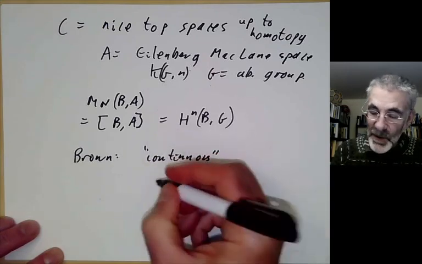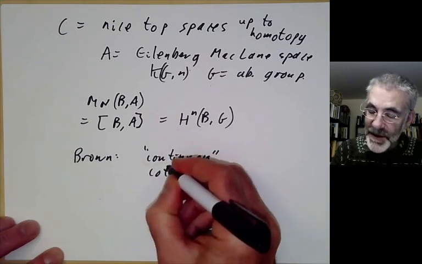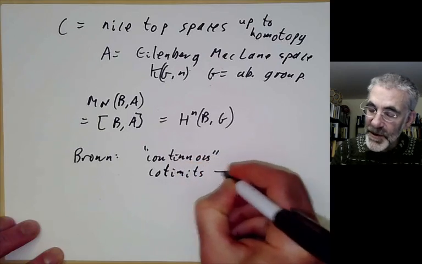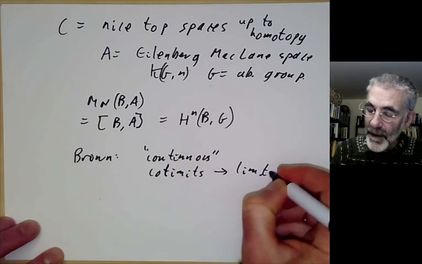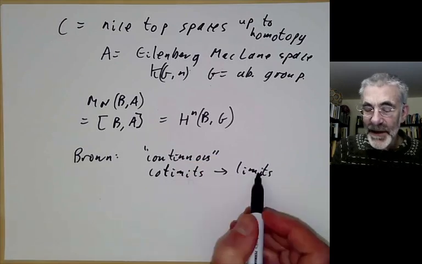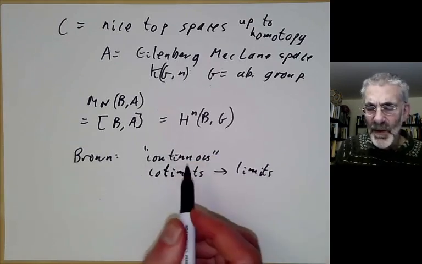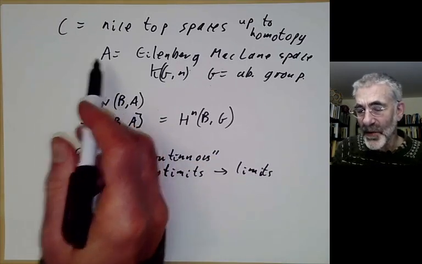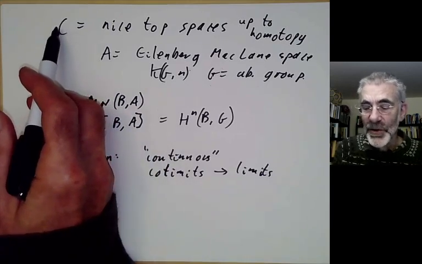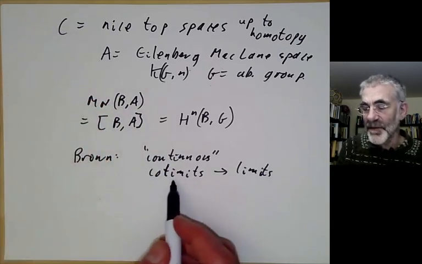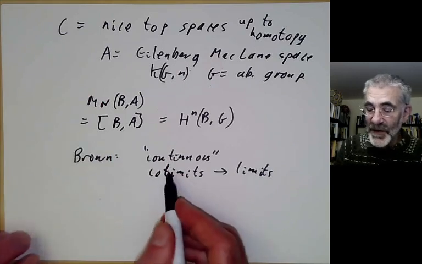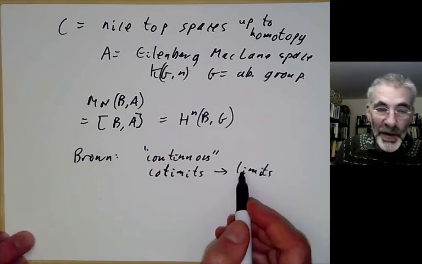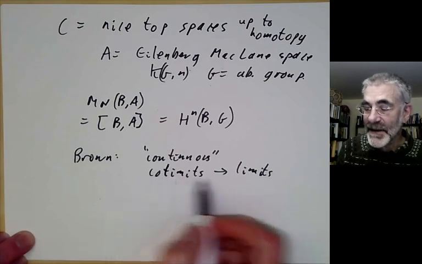What does continuous mean? Well, continuous means it must take colimits to limits. So it doesn't quite take limits to limits, because you remember when you had to look at functors from the opposite category of C to set, so everything kind of gets reversed and the functor only takes colimits to limits.